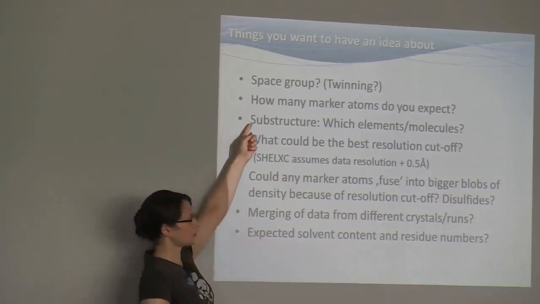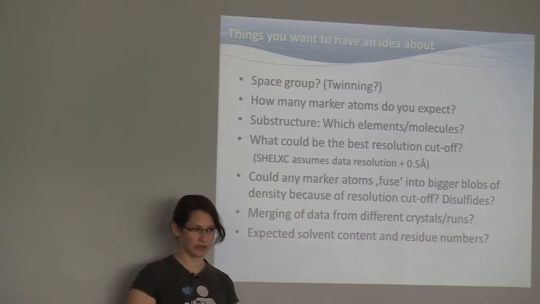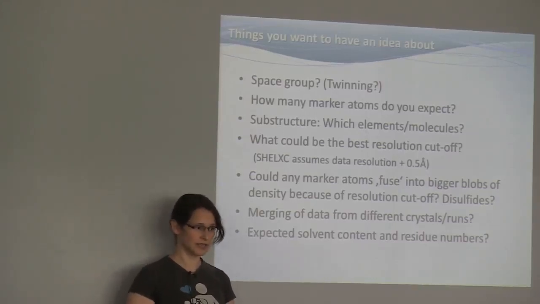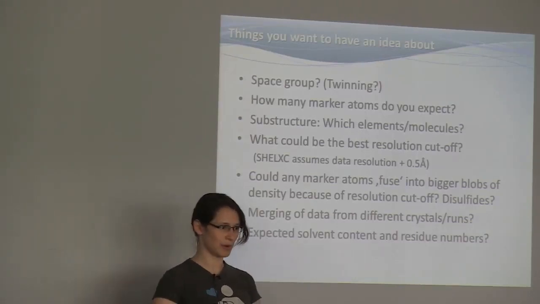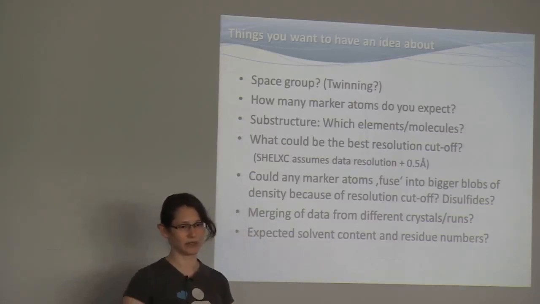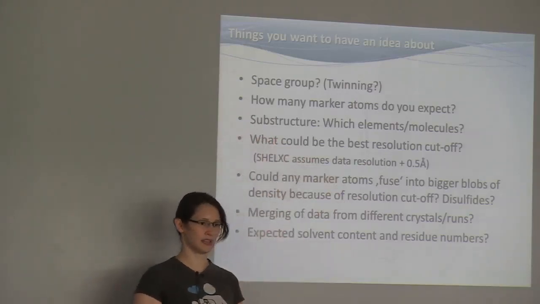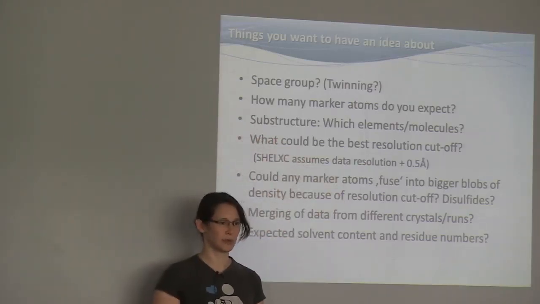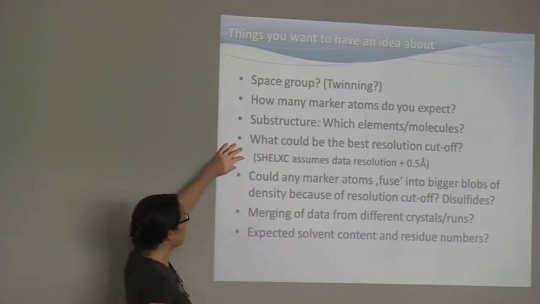How many marker atoms do you expect? If you soaked your crystal with something like iodine, there are certain rules of thumb. If you are doing sulfur SAD, you should just count the amount of sulfurs you expect in your protein and multiply it by the number of proteins you expect in your asymmetric unit. Which elements or molecules do you expect in your substructure? Certainly, if you've soaked with tantalum bromide, you're not going to go searching for sulfurs, or so you hope.